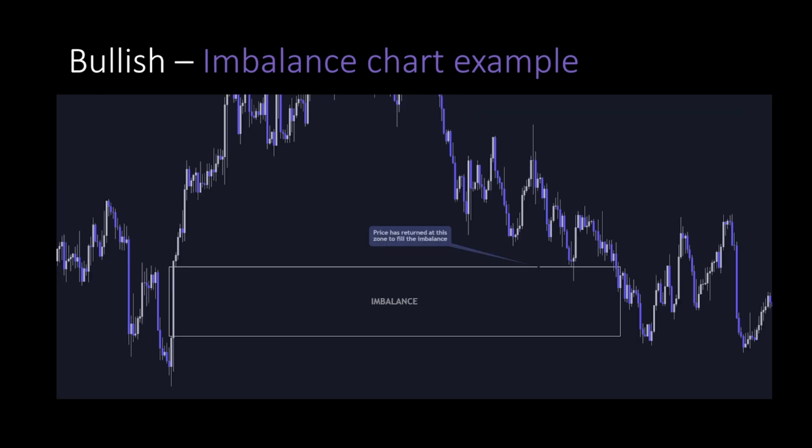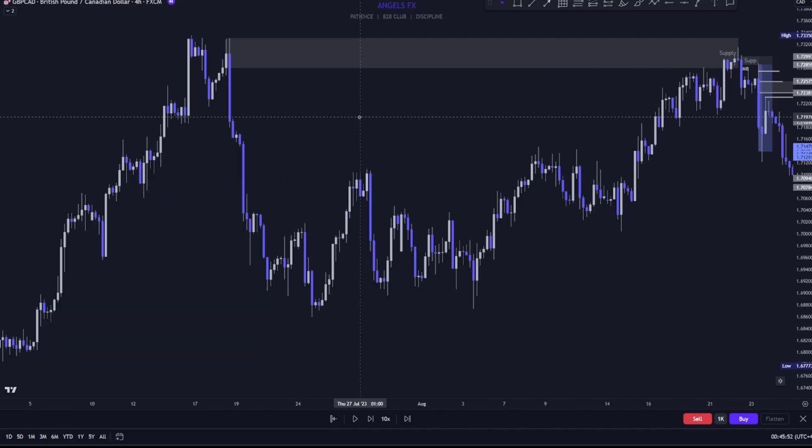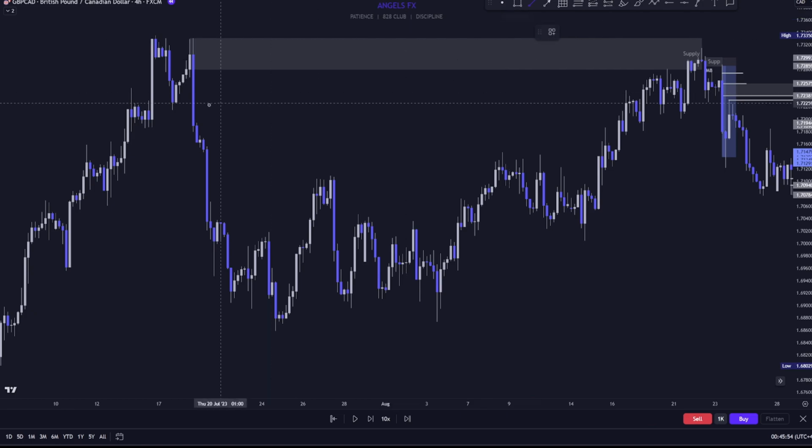This is a bullish imbalance chart example. We can see here we have this huge gap, huge imbalance. Why? This is our wick, and here this first candle's wick. Look at this gap. What has price done? Price went up and then, just like a magnet, the imbalance was filled, okay, by this move. So where is our imbalance? Correct. From here to here.